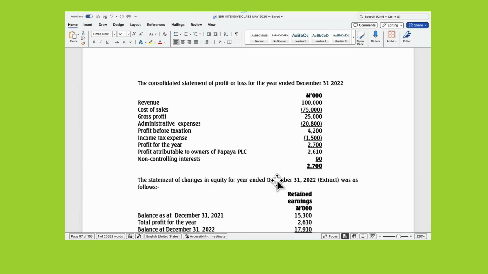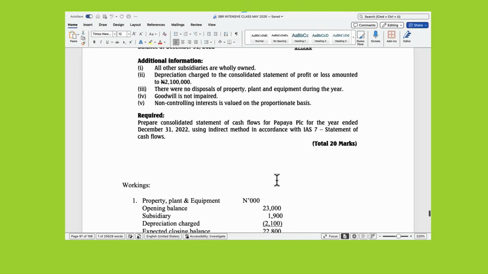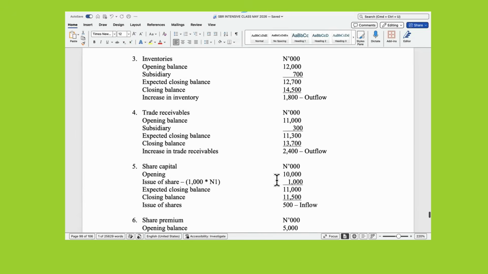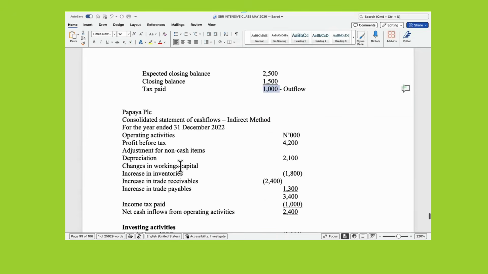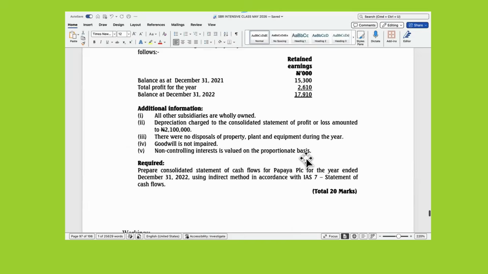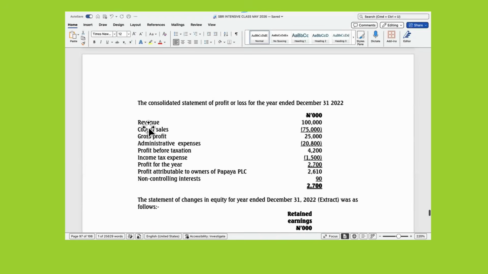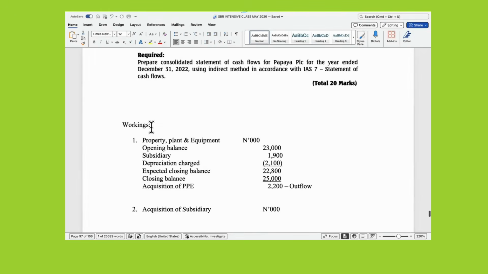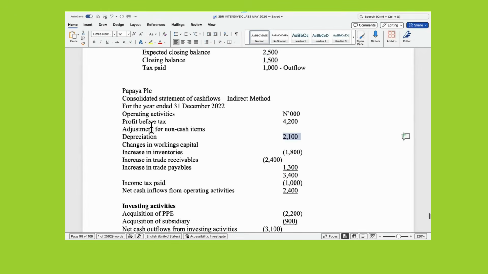And in this admin expense, based on the information I've gathered from all the movement I captured, the only non-cash item in admin is depreciation. That depreciation of 2,1, and that's why for adjustment for non-cash, I only dealt with depreciation, which is 2,1, and I'm adding it back. As soon as I'm done with admin, my cost of sales and revenue, the non-cash there are inventory, payables, and receivables. I deal with them under adjustment for changes in working capital.